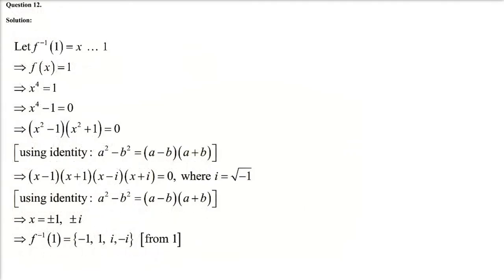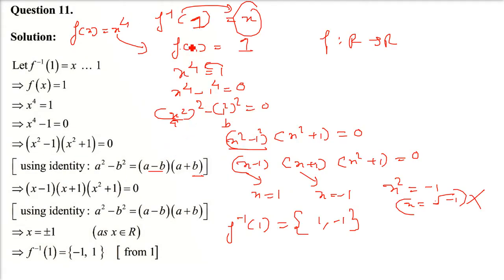Question number 12 here. Now again, this is a complex number question. So f is C to C, defined by f(x) equals x to the power 4, right? Find f inverse of 1. So this question and the previous question are exactly the same. The only difference is the domain and range. Previous was real numbers, here it is complex numbers. You have to do exactly the same till the point we get (x minus 1)(x plus 1)(x square plus 1). Because it was real numbers, I just left x square plus 1 equals 0. I said that it will not come in real numbers.